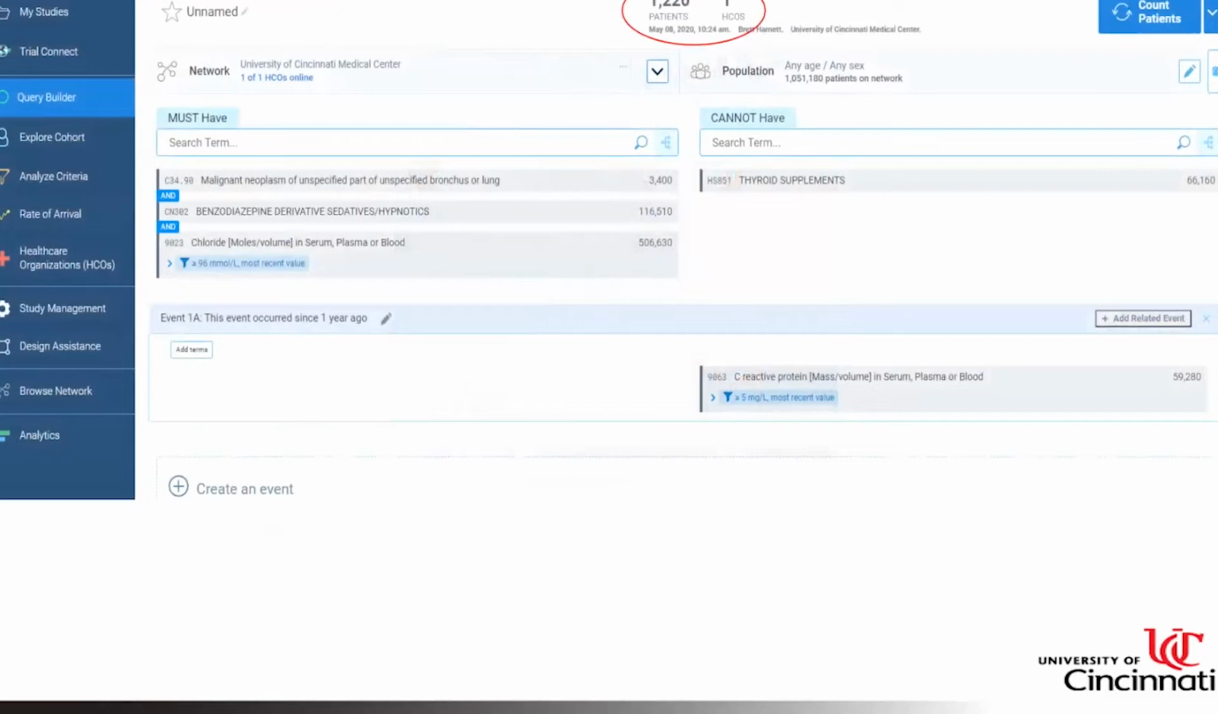This is what it looks like. Let me put my glasses on. So on the left-hand side, I won't go into the details here, I don't have time, but if you look here, you can say you have a must-have requirement and a cannot-have. So in this case, this is lung cancer patients who are on benzos and have a chloride value greater than 96.